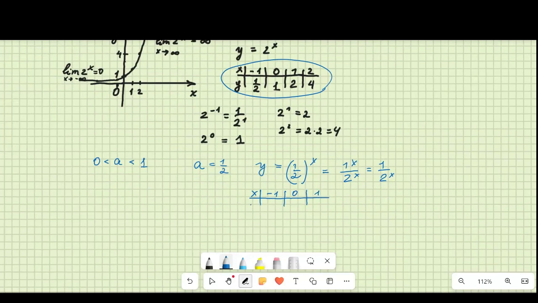So let's calculate what we are going to have as y. So when x equals -1, we have y equals 1 over 2 to the -1.